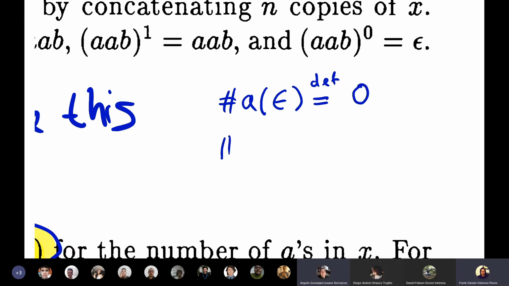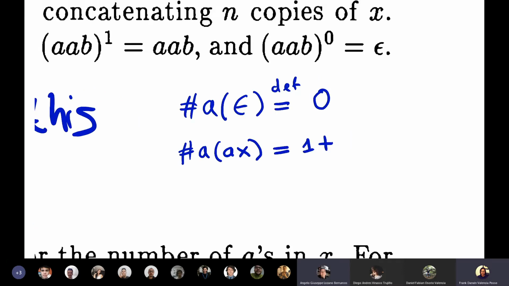And now you had an idea saying if what I'm reading is A, so this you can do as follows. What you said can be done as follows. And the number of a's in aX is equal to 1 plus the inductive value on X. Which is? The number of a's.